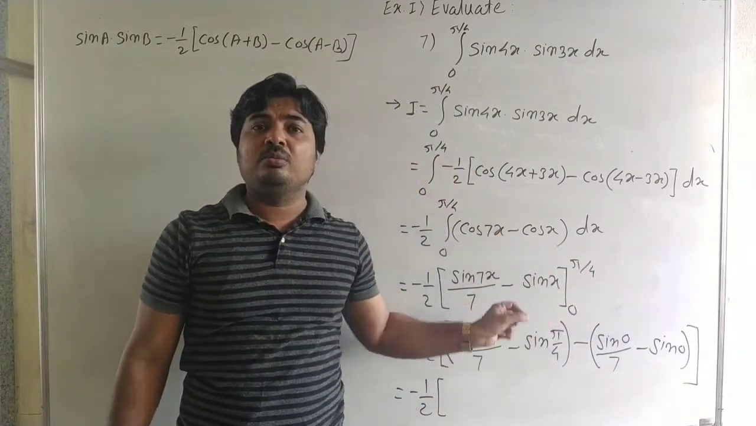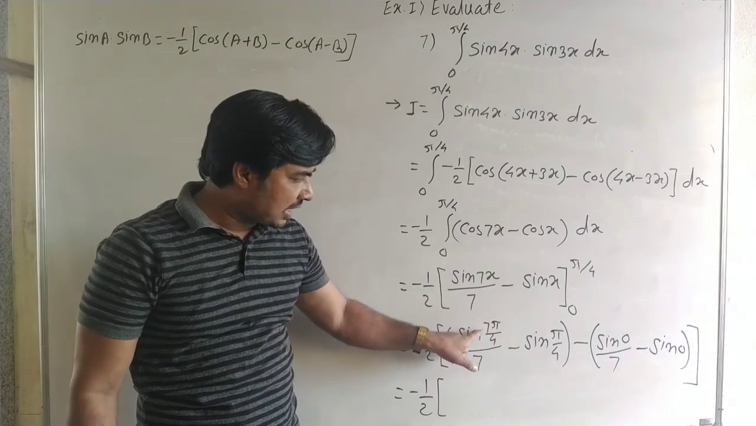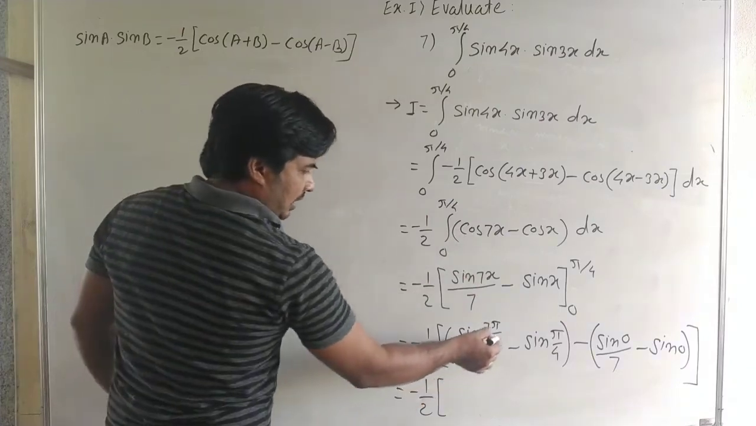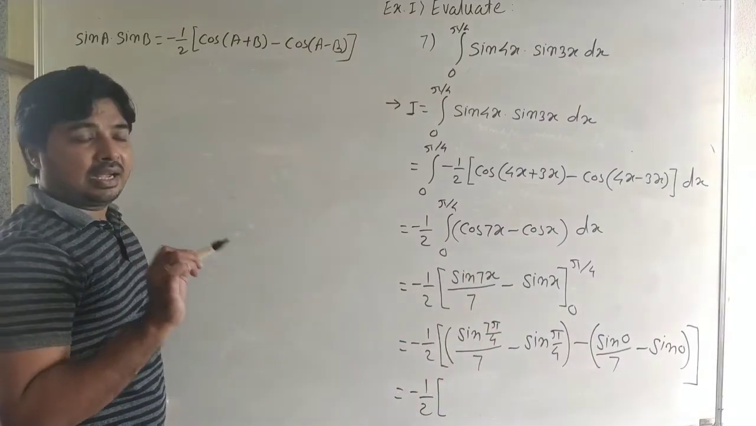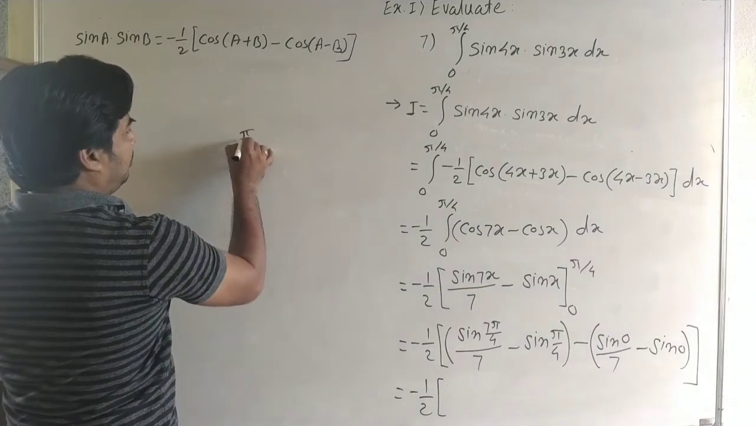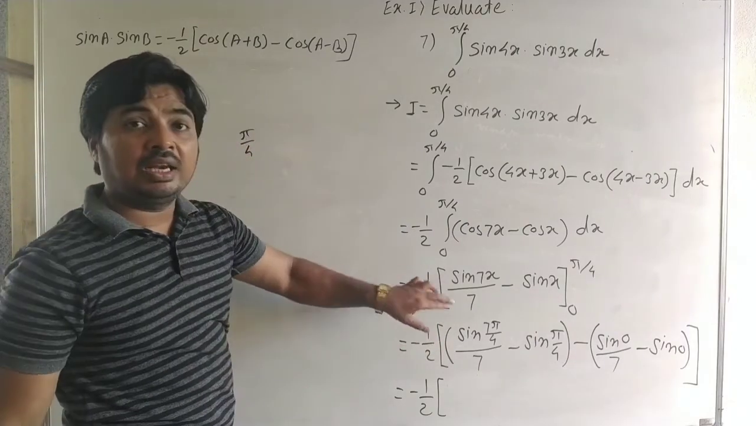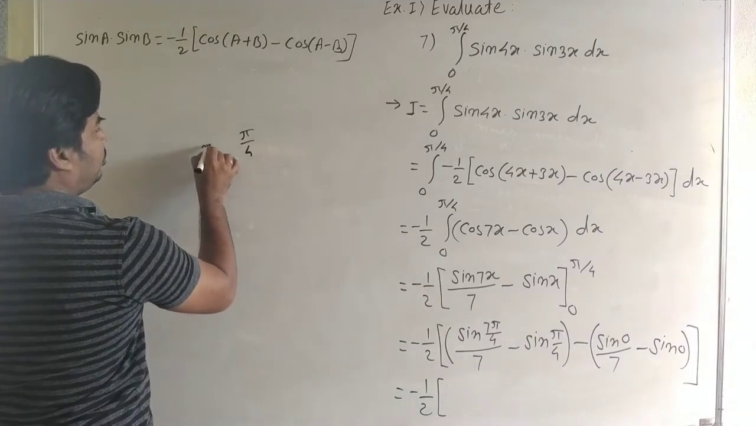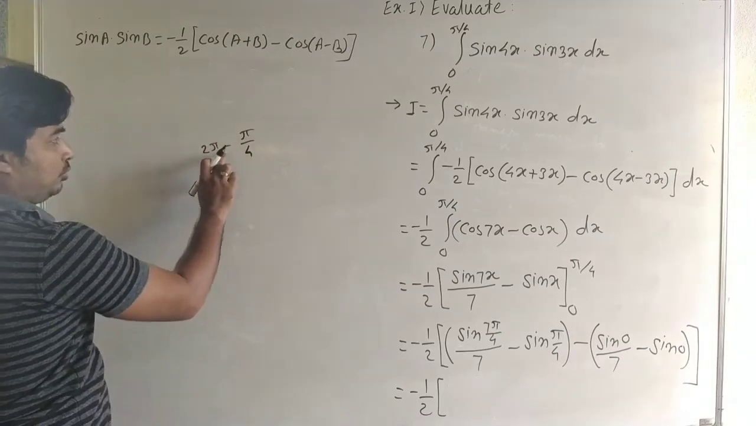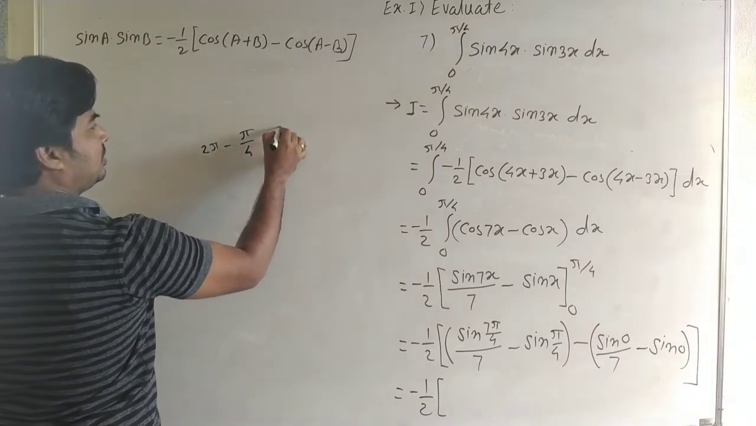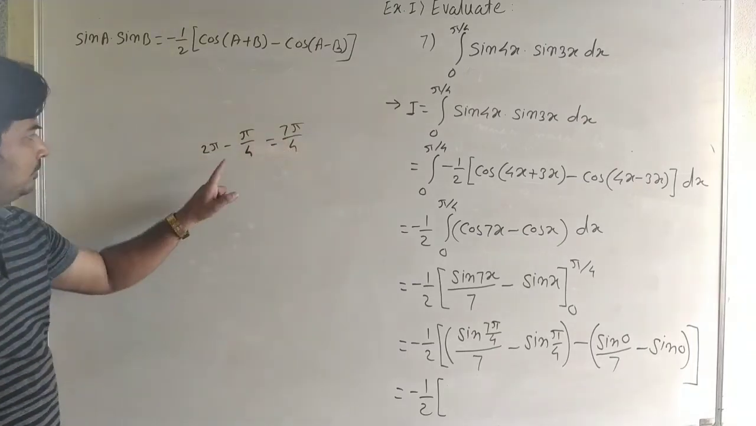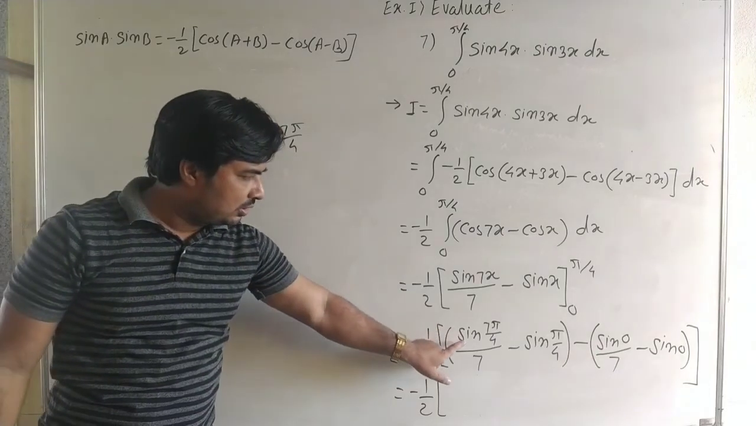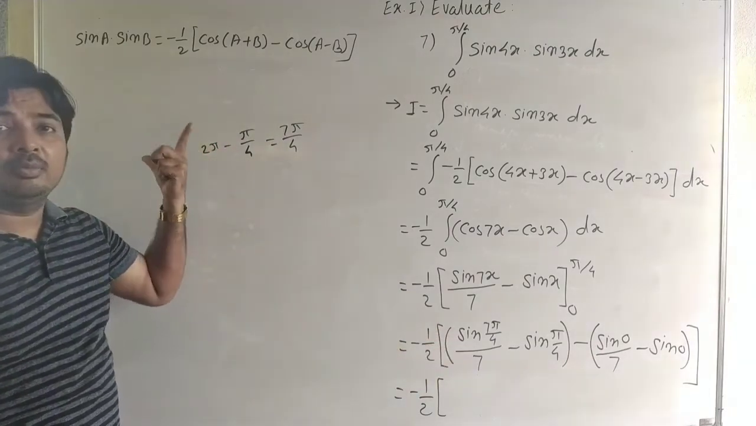Sin pi by 4 is 1 by root 2, but here it is sin 7 pi by 4. Sin 7 pi by 4, we can convert this angle into the allied angle. Here it is pi by 4, so it is 2 pi minus pi by 4. See carefully, 2 pi minus pi by 4: 8 pi minus pi, therefore it is 7 pi by 4. So we can convert this angle into the allied angle form.